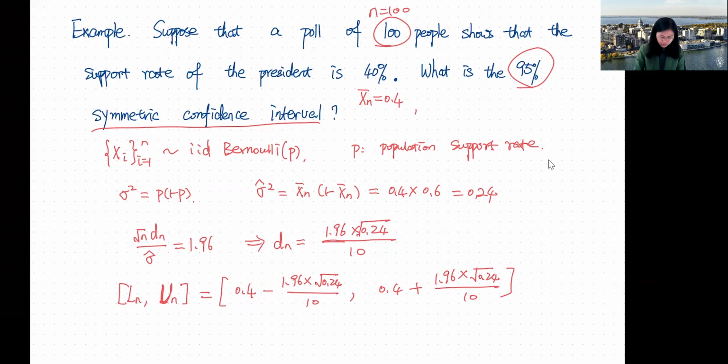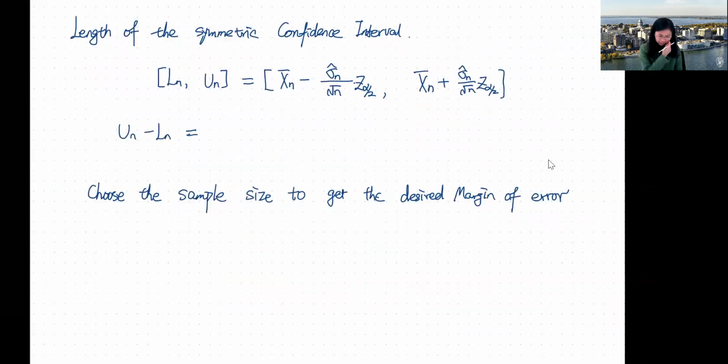I want to talk about one last point. That is the length of a symmetric confidence interval. Suppose the confidence interval is of the general confidence level 1 minus alpha. Then the length of the confidence interval will be 2 times the dn corresponding to that confidence level. And that dn is sigma n hat divided by root n times the z-score. So the length is 2 times that.